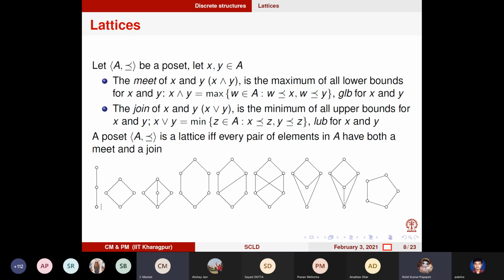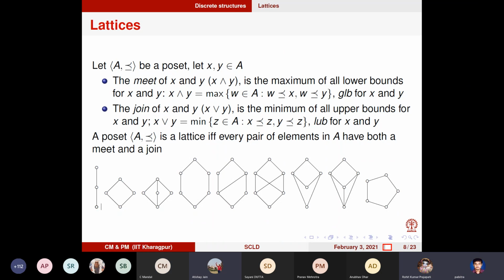Last one. Last Hasse diagram. Is it a lattice? Yes, sir, it is a lattice. You take any two points, you can find a least upper bound and a greatest lower bound. You can find a meet and a join. Yes, that's called a pentagon lattice.